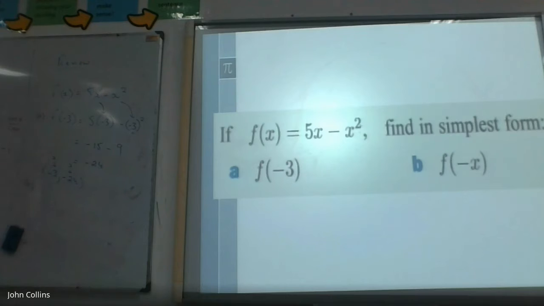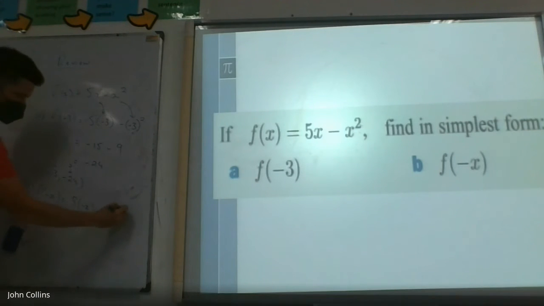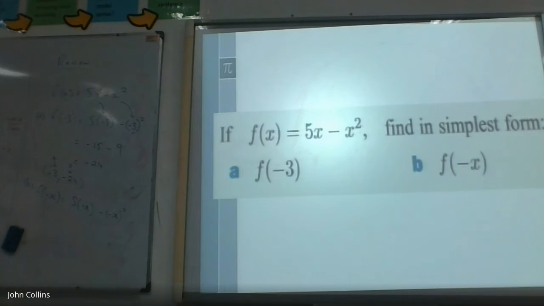In part B, this time they don't want x replaced with a number, they want it replaced with a letter, and they want it replaced with a negative x. So every time there was an x, we substitute in negative x into the same function. And do put it in brackets, just to make sure you don't make any mistakes with negatives. 5 times negative x, negative 5x. Negative x squared is positive x squared. And then minus plus x squared leaves minus x squared. It can't do anything more than that. That is the answer. If I sub in negative x, this is what I get out. Still don't know what x is. Just change the function slightly.